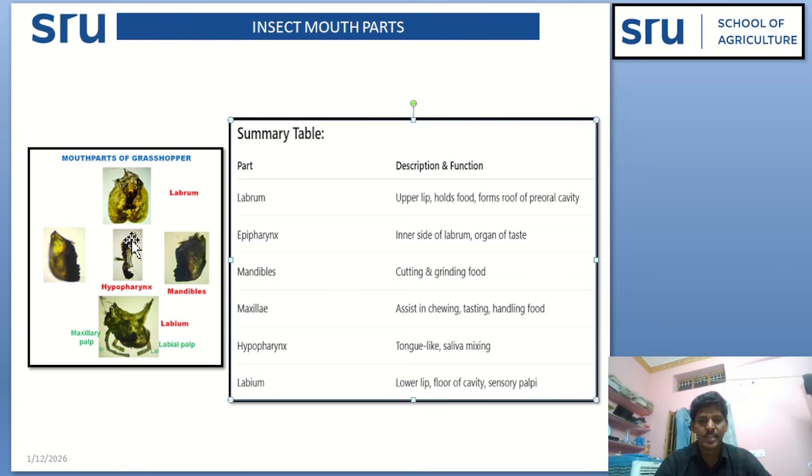Next, hypopharynx. It is a tongue-like organ, helps in saliva mixing. Labium or lower lip forms the floor of the preoral cavity and contains sensory palps. See here, maxillary palps are there. They are three segmented.